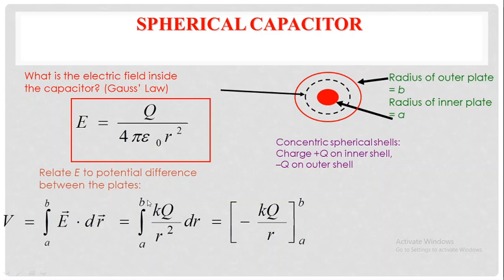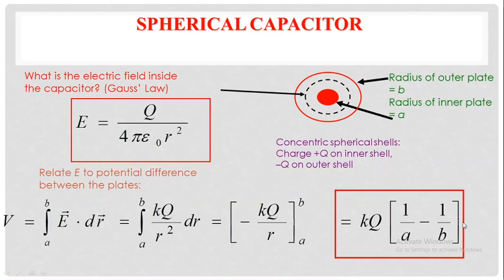K is nothing but 1 upon 4 pi epsilon naught. So we got minus KQ integrated over R from A to B. After solving this, we get V equal to Q upon 4 pi epsilon naught into (1 upon A minus 1 upon B). This is the potential difference equation for the spherical capacitor.